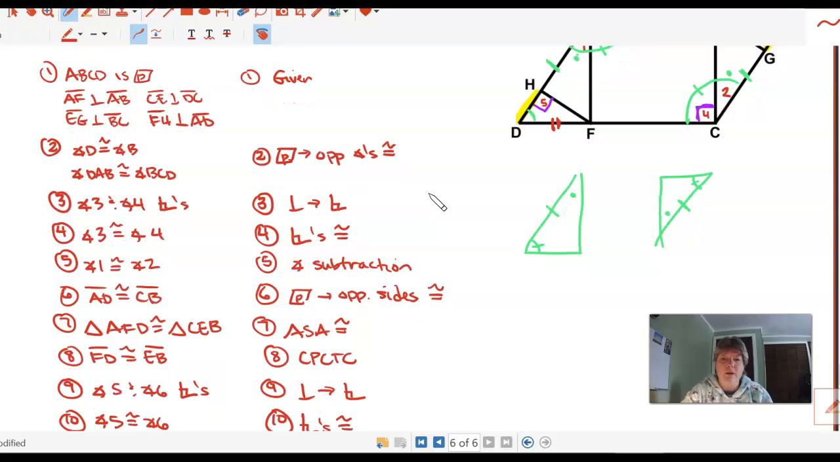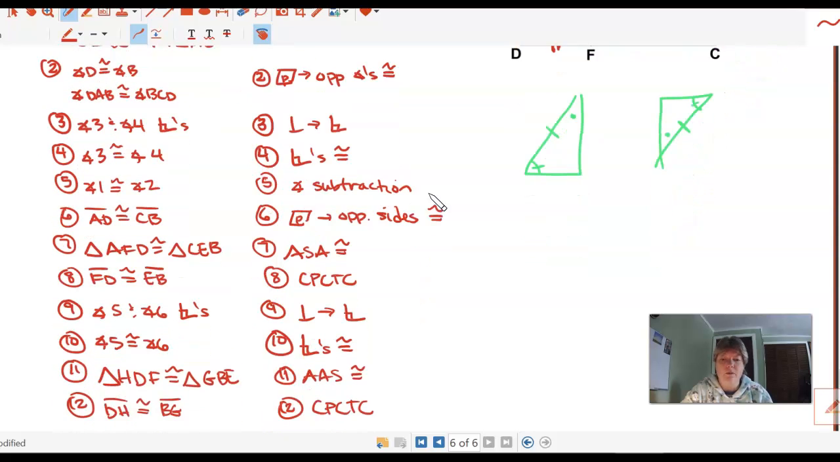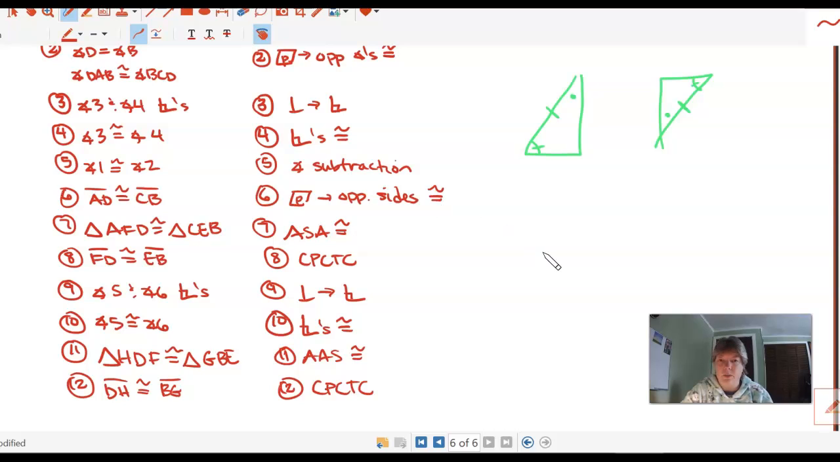And like I said, I know there's another way you can do this proof. So if you did it a different way, that's probably okay as well.